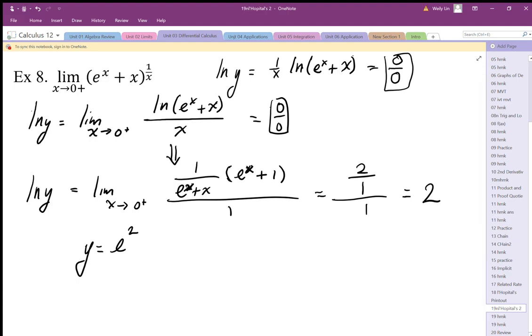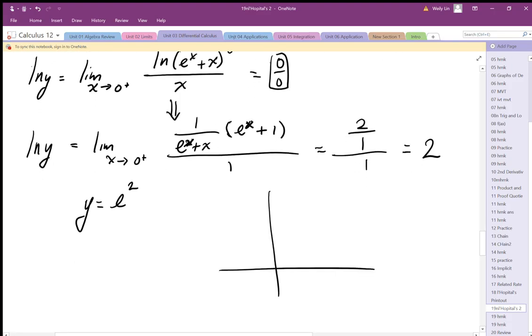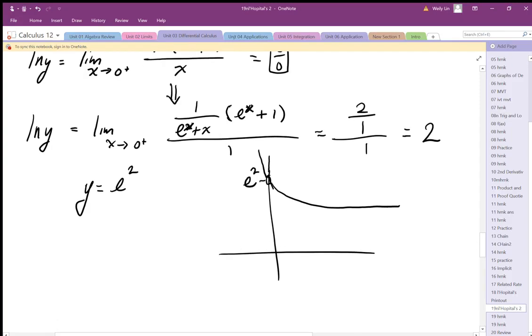So if I were to graph this, I think the graph looks like this. It's going to be some graph. There's e squared on the y-axis, and it passes through the y-axis like this, and it happens to have an asymptote there. I better get rid of that and make sure that's more clear. That's e squared. There it is. There's our hole on the y-axis.